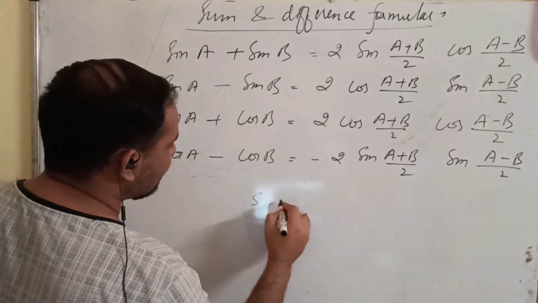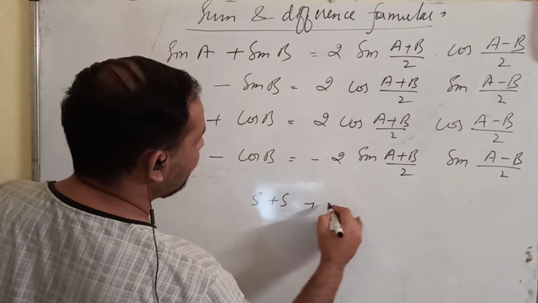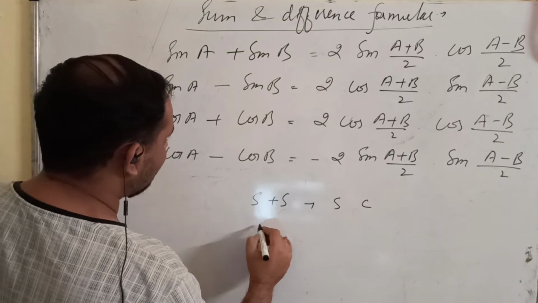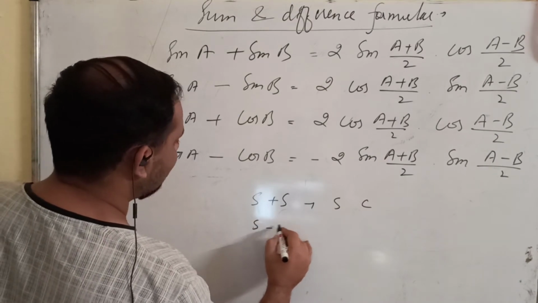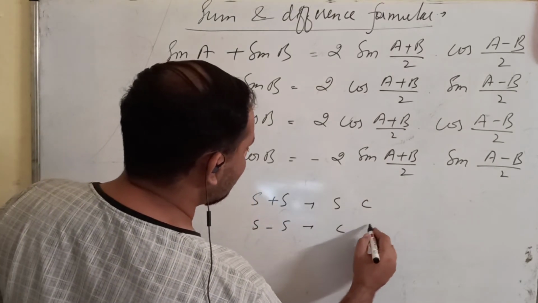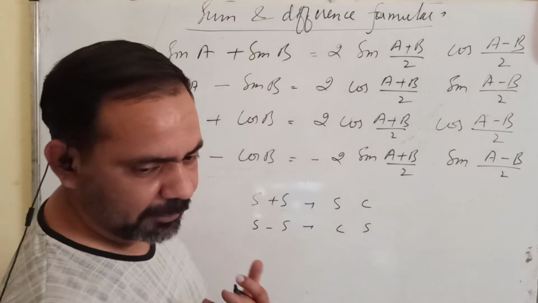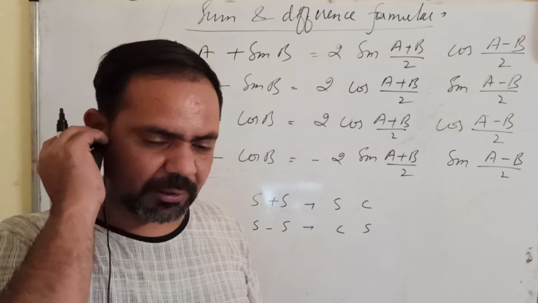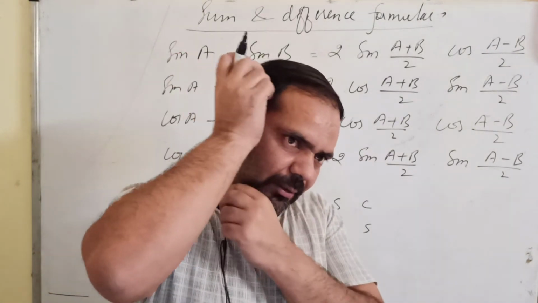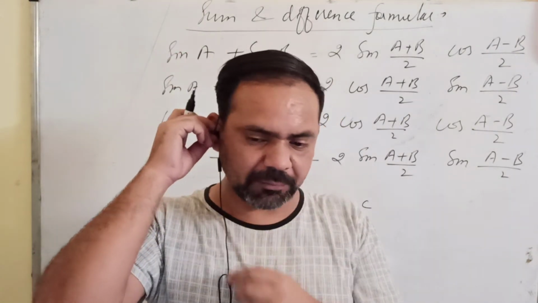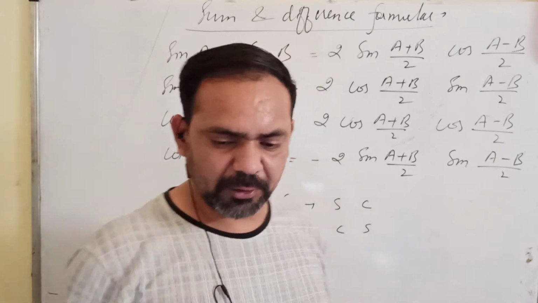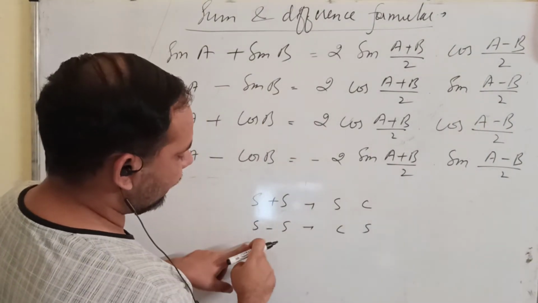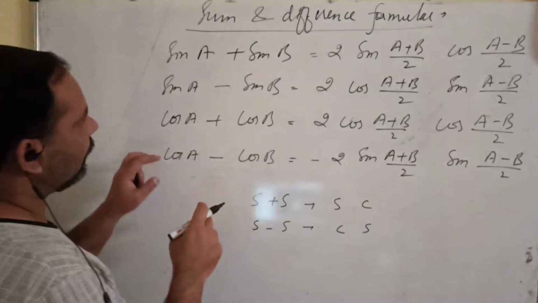Now, if you have sine A plus sine B, suppose you have S plus S, then you will write SC. If you have S minus S, it will be CS. I am telling you the way how I remember these formulas. The ways can be different for different people. You can learn in your own way. S plus S, SC, S minus S, CS.